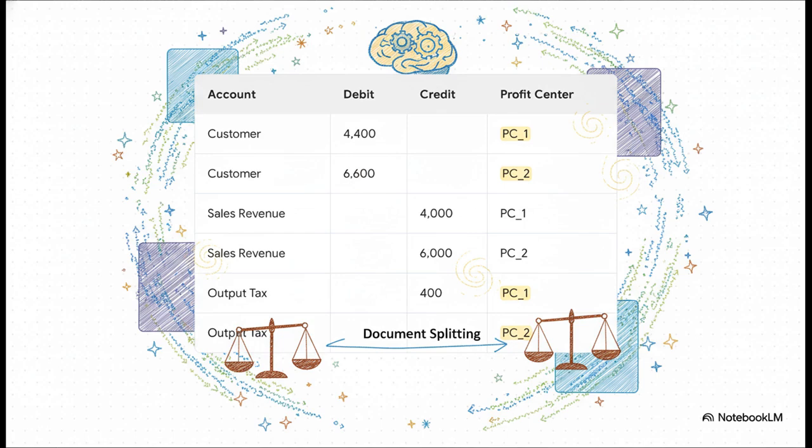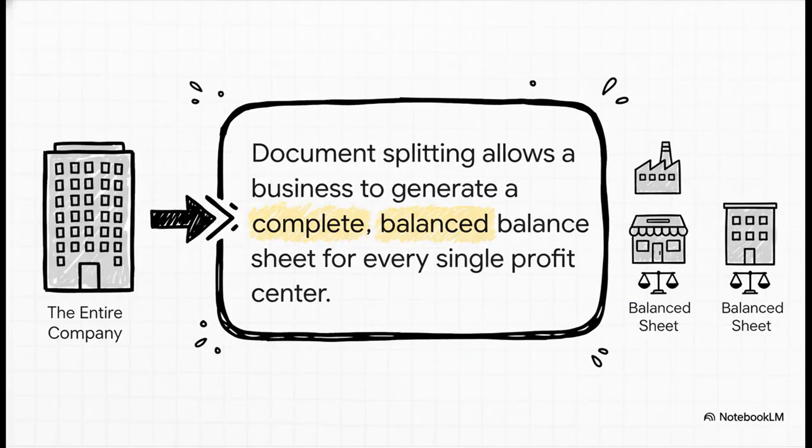It's brilliant. So what's the big deal? Why does this even matter? Because of this feature, a company can now generate a complete, balanced balance sheet for every single profit center. This is huge. It means the manager of, say, the smartphone division can see exactly how their part of the business is performing, as if it were its own separate company. You can measure profitability, hold people accountable, and make incredibly smart decisions about where to invest your money. It is an absolute game changer.